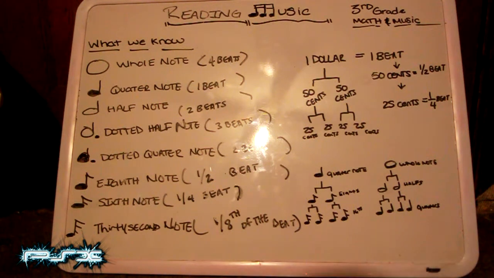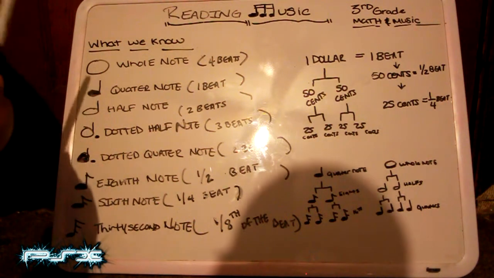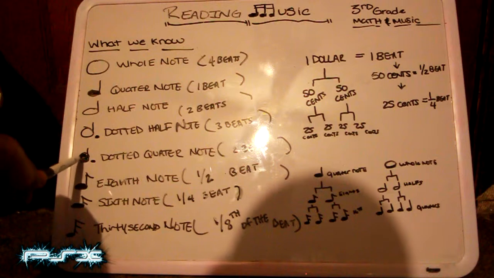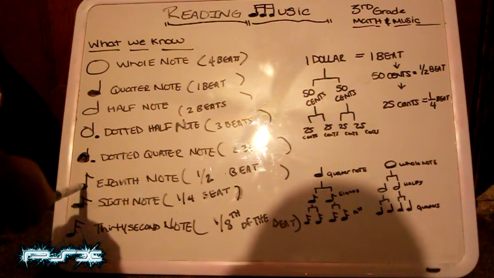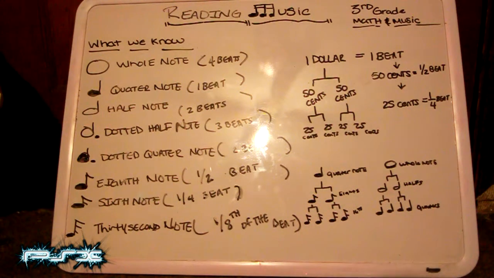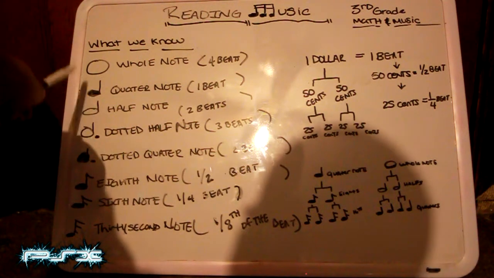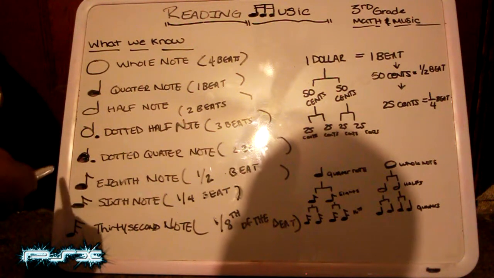Alright, what we already know: we have the whole note, quarter note, half note, dotted half note. We have the dotted quarter note. We have the eighth note. We have the 16th note and the 32nd note. Most of the time, you don't see the 32nd note, so you really don't have to worry about it at the beginning stage of music. What you probably want to worry about mostly is the whole note, the quarter note, the half note, and the eighth note.